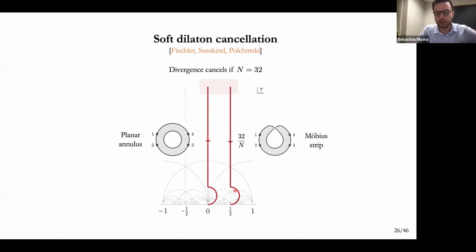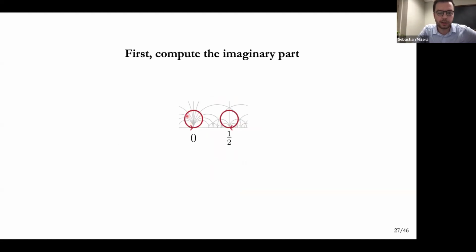So the difference between these two prescriptions are basically these two circles. The claim is that these two circles compute the imaginary part of the one loop amplitude. Let me reiterate what we already discussed a second ago. The only thing that matters is the approach of these circles at the 0 and 1/2, but the way that they are drawn in the upper half plane is completely arbitrary.